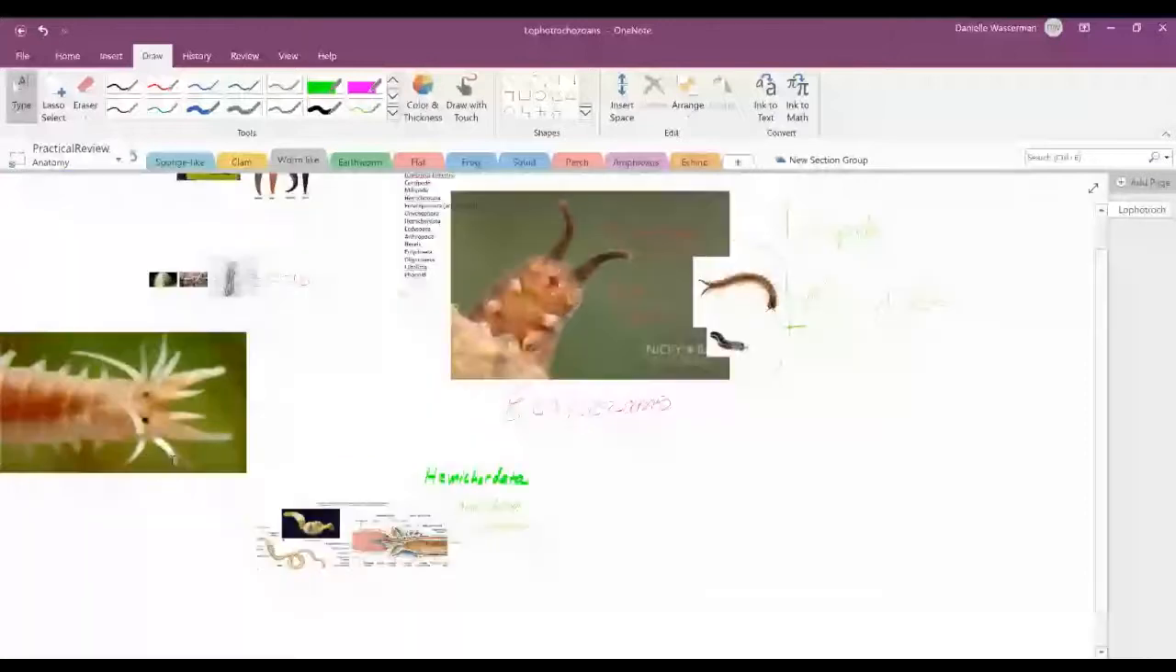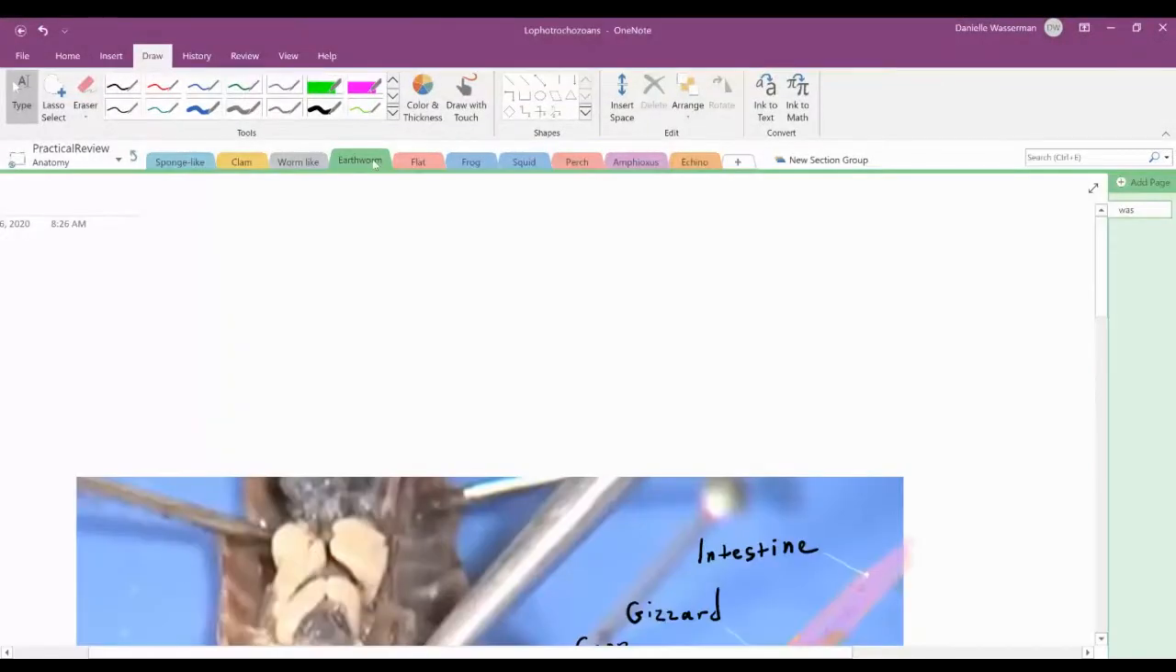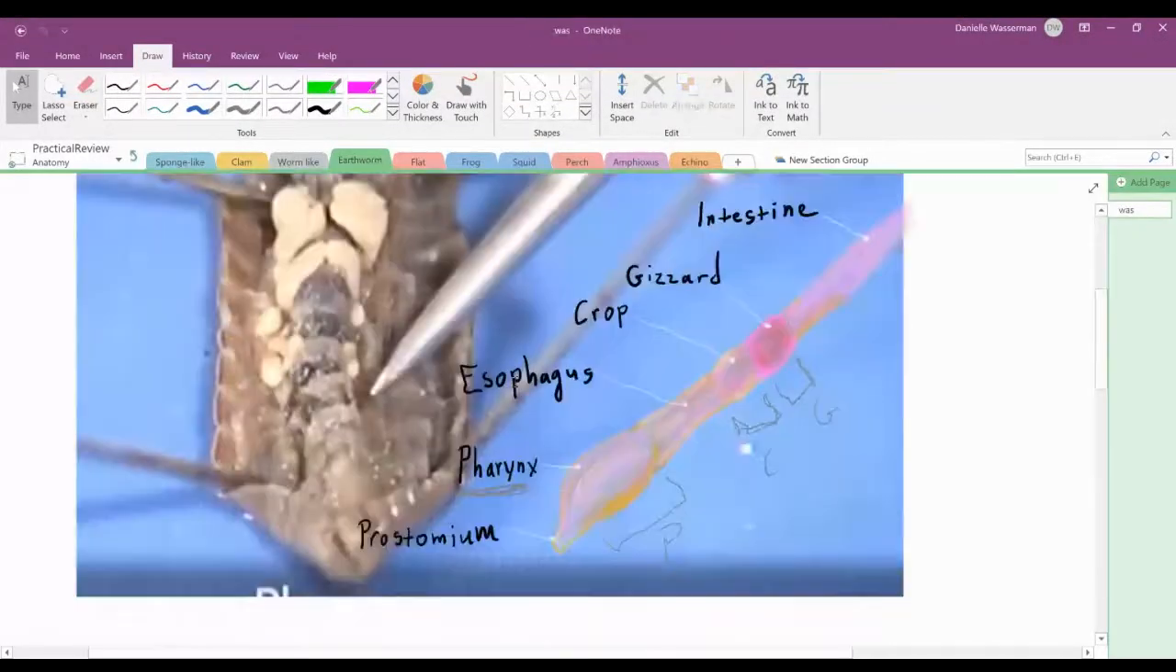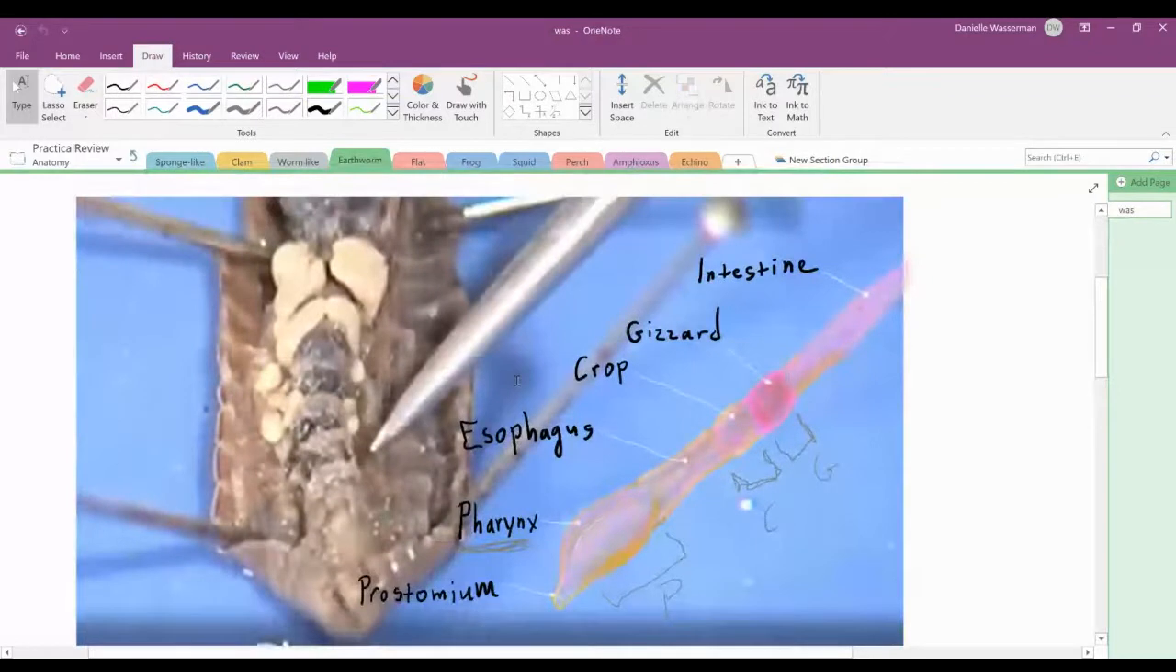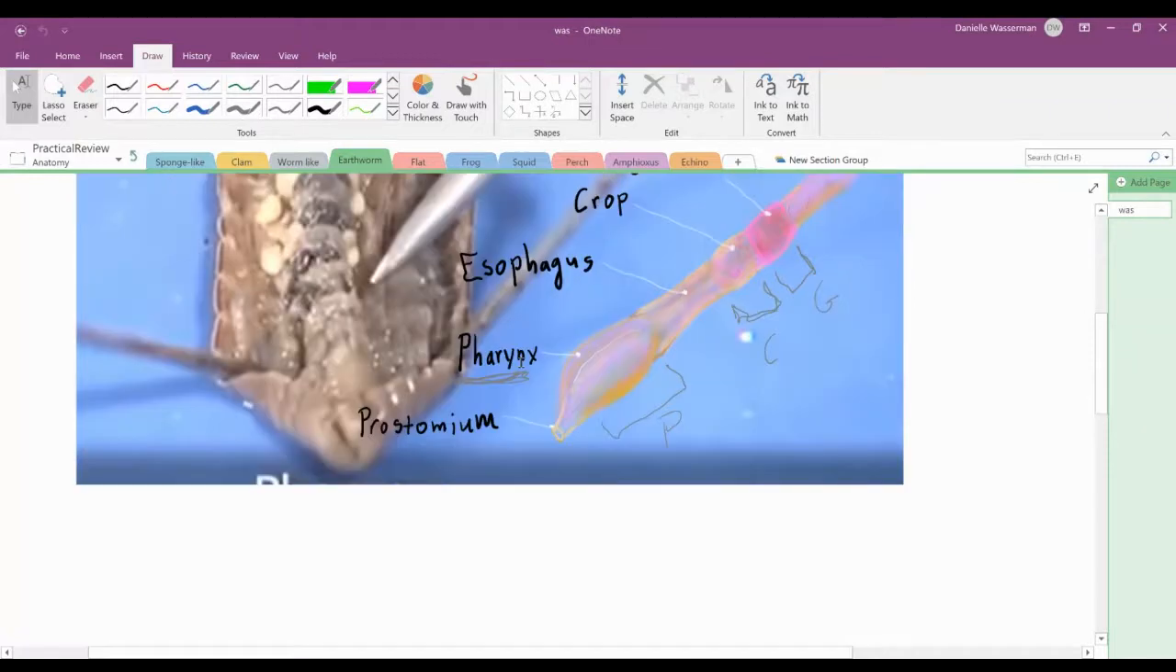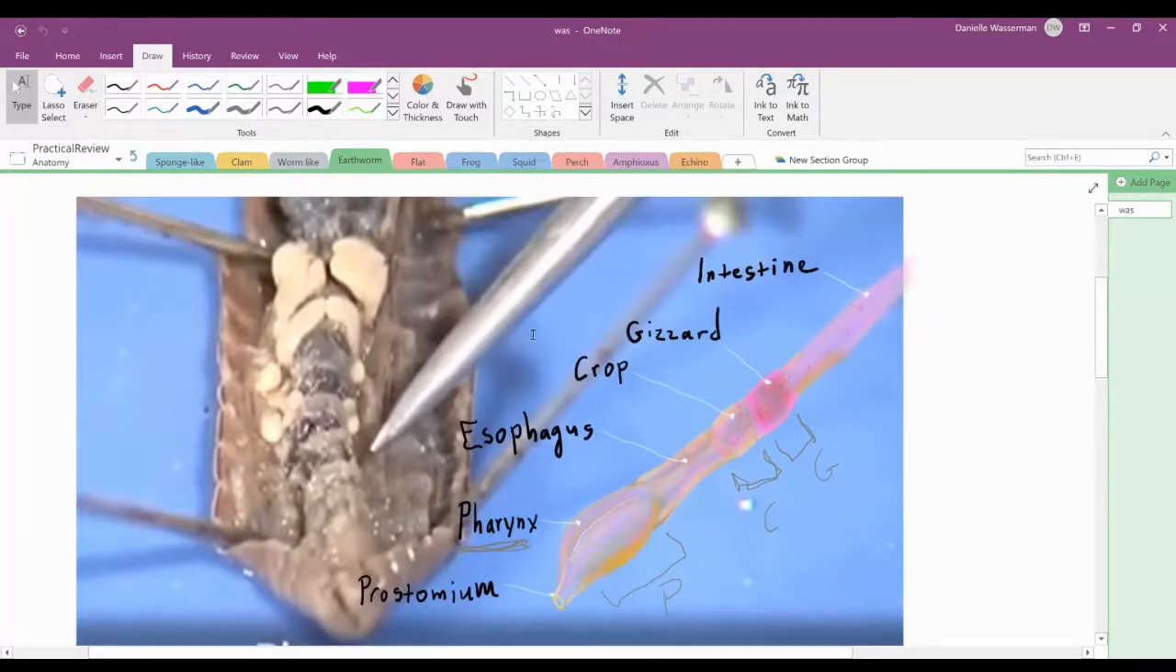Okay, so I'm going to move out of this and talk about the earthworm specifically, but not too much because I've gone over this a lot with my class. So this is a moment from the PBS dissection video, and this is a worm that I drew that is stripped of some of its organs to emphasize the digestive tract.